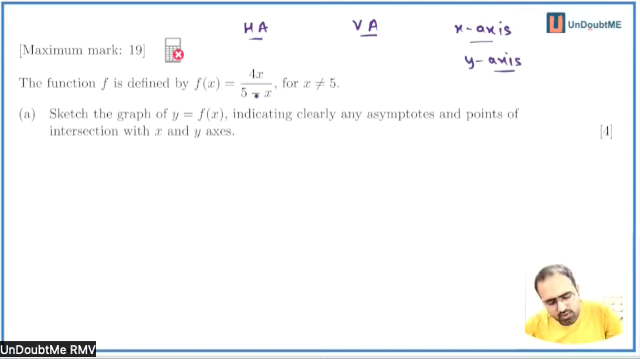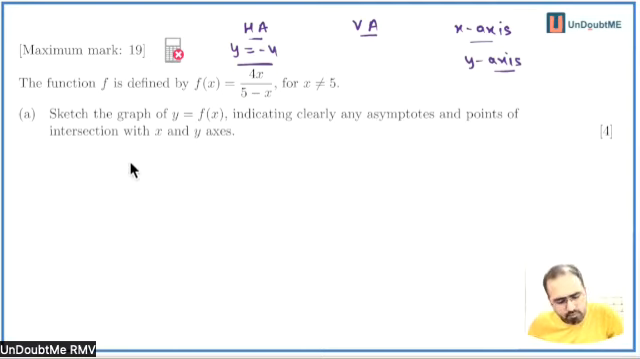So horizontal asymptote: if I divide both numerator and denominator by x, then y is equal to 4 over -1 to be very precise. So y is equal to -4 will be the horizontal asymptote. If there is anyone who is not clear with -4, you can ask now only. -4 is clear to everyone?